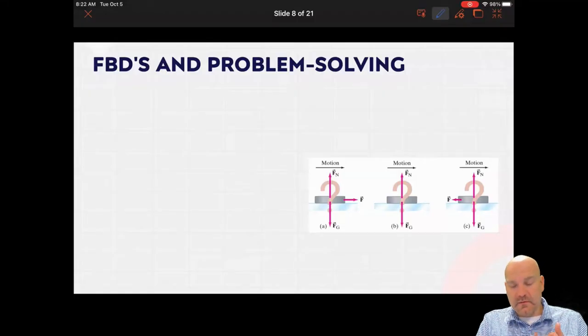Okay, so again, here in this video, we're continuing our applications of Newton's laws, and we're going to talk about free body diagrams and problem solving. So you saw a little bit of free body diagram in the last video when I was drawing arrows on the pictures, but let's formalize what a free body diagram is.